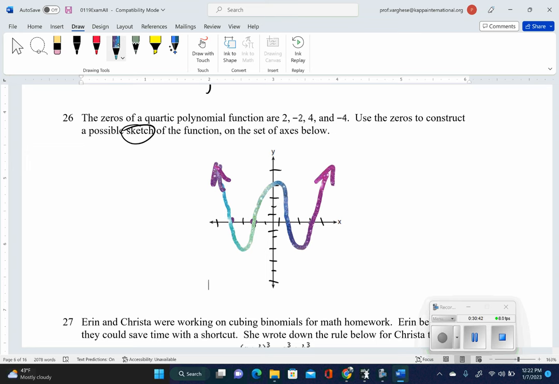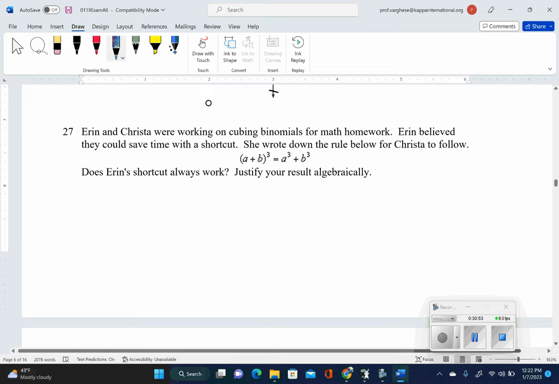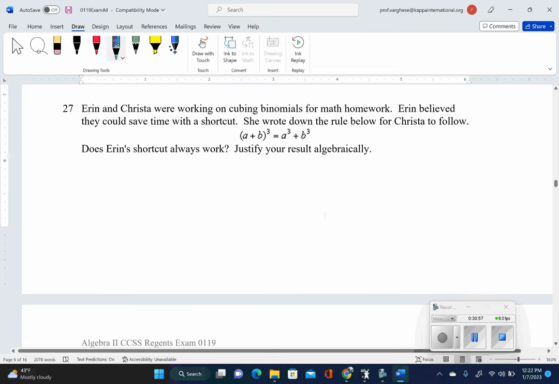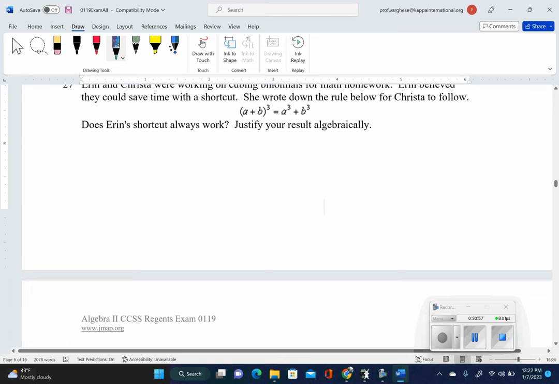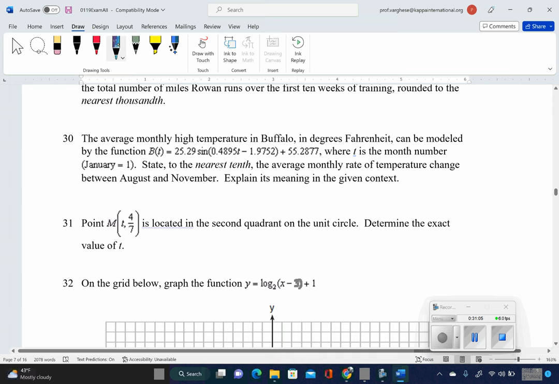That's another 2 points that I just picked up. So that's 13 questions correct. Okay. Straightforward. You don't need to do anything else for that. Does it always work? We did do this question in class. The answer is no, justified algebraically. Not a calculus question, not a calculus question.